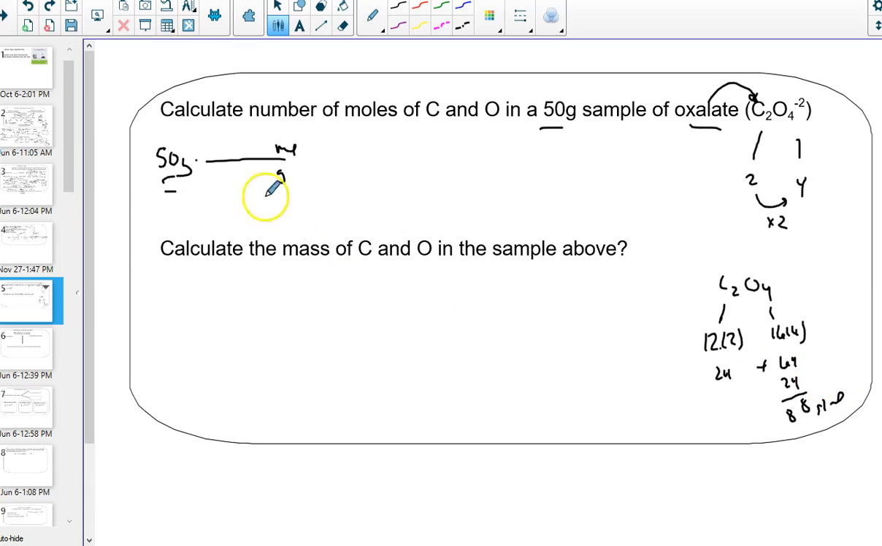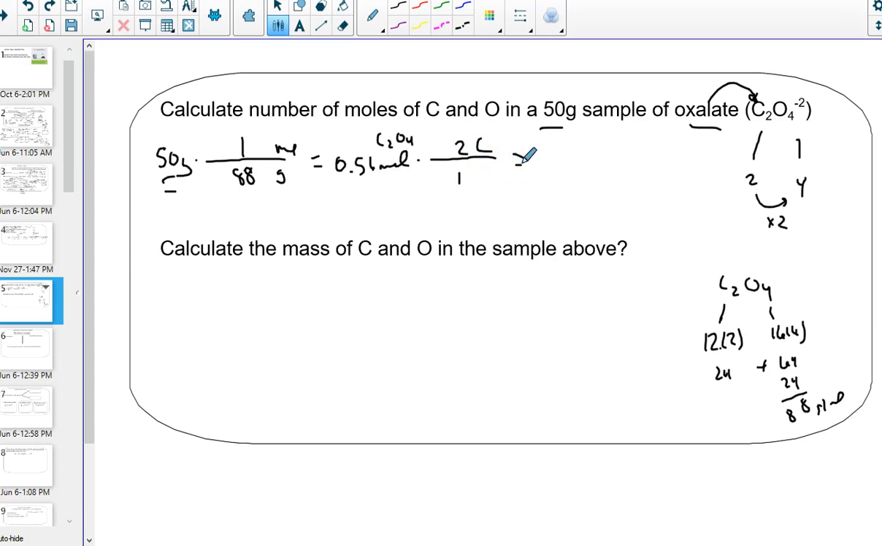Alright, so 1 mole weighs 88 grams. Do I have more or less than 1 mole? I have less than 1 mole. Do I have less than half a mole? No. Half a mole would weigh 44. That kind of thought process we spend a lot of time on in regular chemistry. Here it's kind of assumed that you're doing that. 50 divided by 88 is 0.56 moles of C2O4.